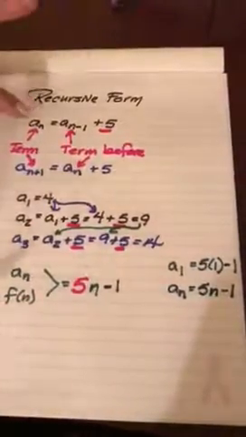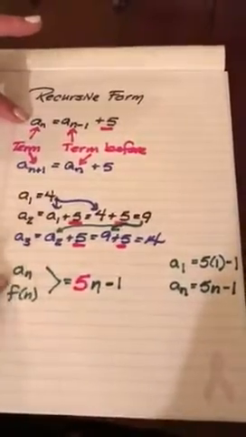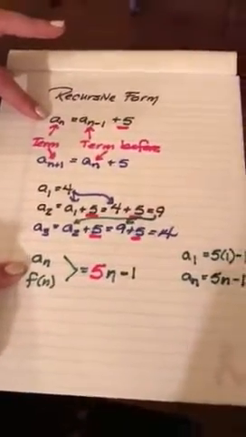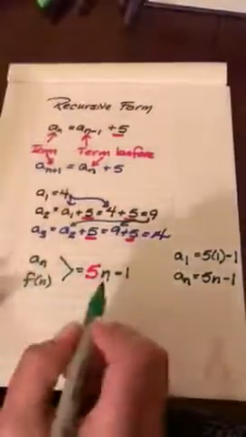So that's how we can go from the recursive form to the explicit form in an arithmetic sequence. Thank you.